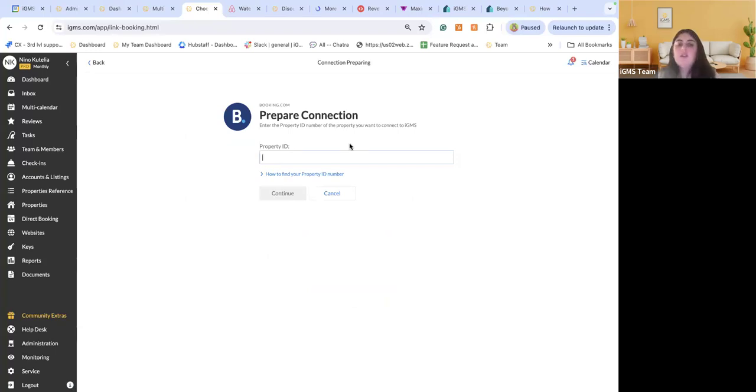So hotel ID, you may think, oh, my property is a vacation rental. On Booking.com, everything is called a hotel. So that's why it's called property ID or hotel ID. You'll need to add it, and after that, you get it connected, and that's it. As soon as it's connected to iGMS, you can group it, and everything will be transferred to Booking.com, I mean the pricing and everything. You can also, of course, add the rates with no problem on iGMS and make them cheaper, more expensive, etc.